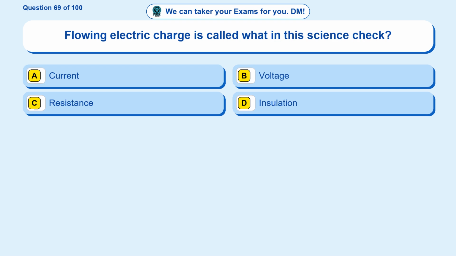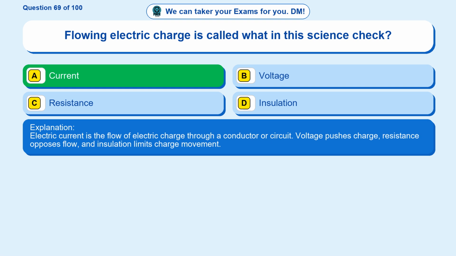Question 69. Flowing electric charge is called what in this science check? Option A, current. Option B, voltage. Option C, resistance. Option D, insulation. The correct answer is option A. Current. Electric current is the flow of electric charge through a conductor or circuit. Voltage pushes charge, resistance opposes flow, and insulation limits charge movement.